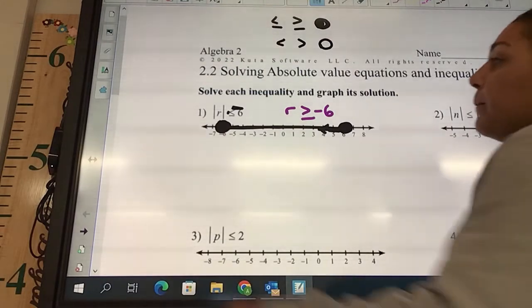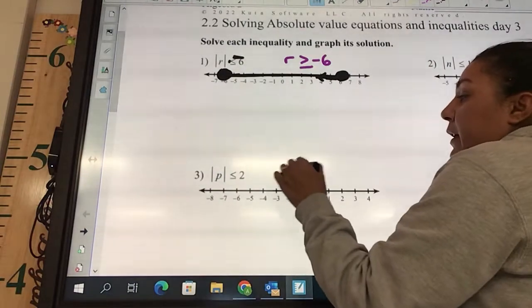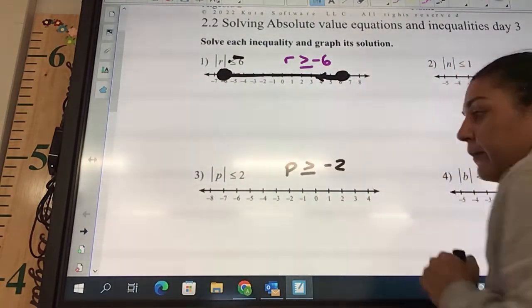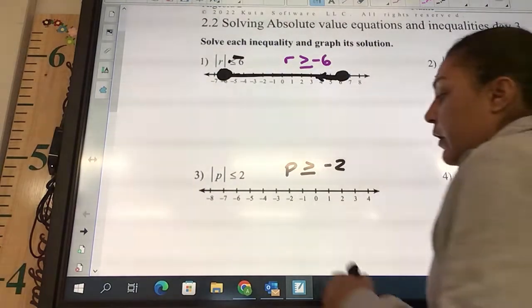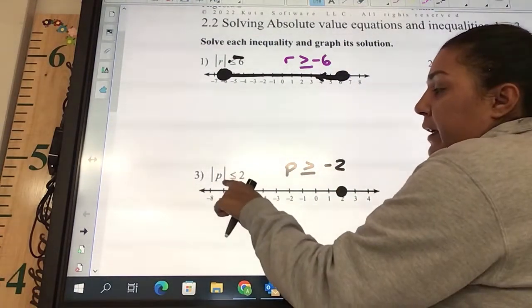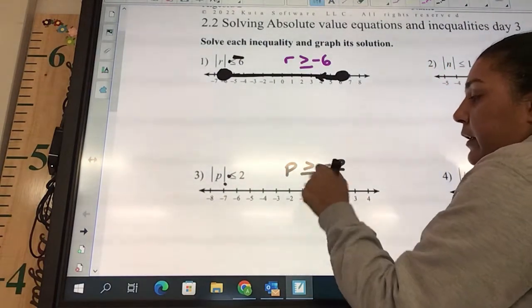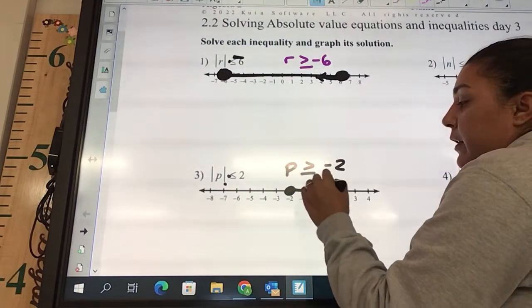So, you can look at number 2 and it's going to be P. We flip the sign and we make it a negative. You got to flip the sign and make it a negative. So on the +2, it's going to be closed. And this says P is smaller, so that's going to be going this way. And this one, the -2 is going to be closed, and this says P is bigger, so that one's going to be going this way.